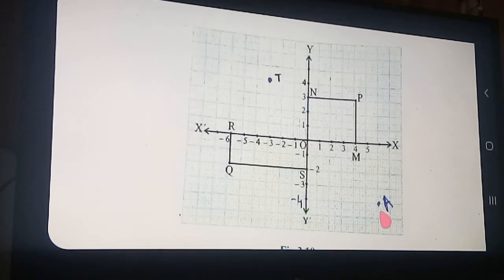Now this point, see. Here also the same procedure. Draw a perpendicular to the x-axis and a perpendicular to the y-axis. From this point, draw a perpendicular to the x-axis. It meets at this point. This is 5, so this number will be 6. So its x coordinate is 6. And the y coordinate? Draw a perpendicular to the y-axis. It meets at the point minus 4. So its y coordinate is minus 4. Clear? X coordinate is 6 and y coordinate is minus 4.